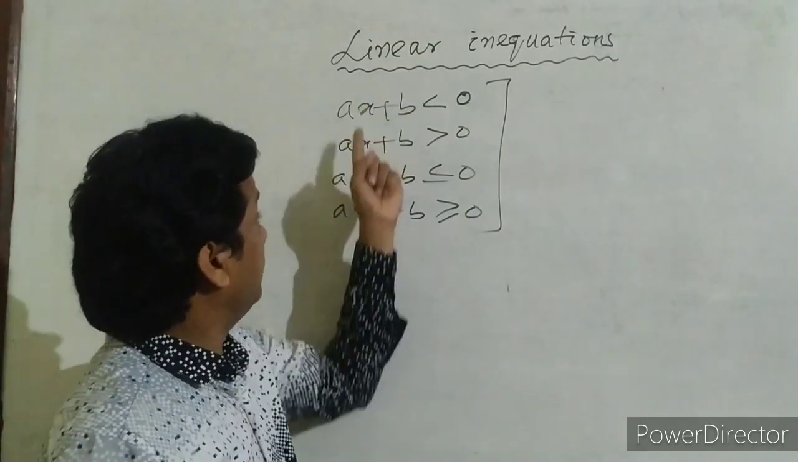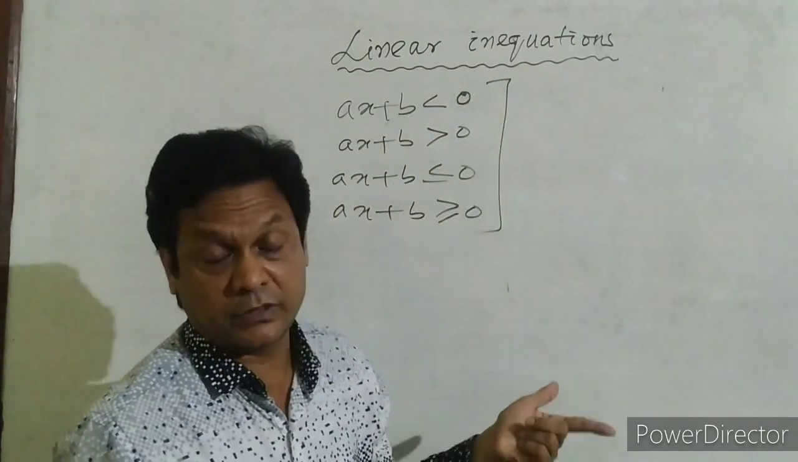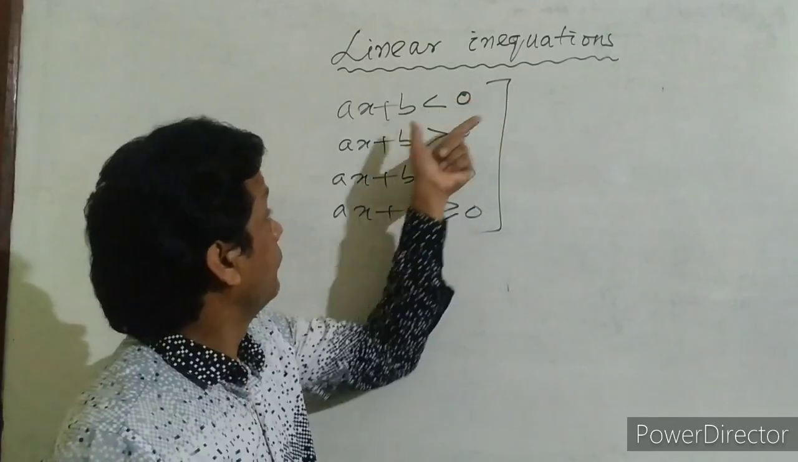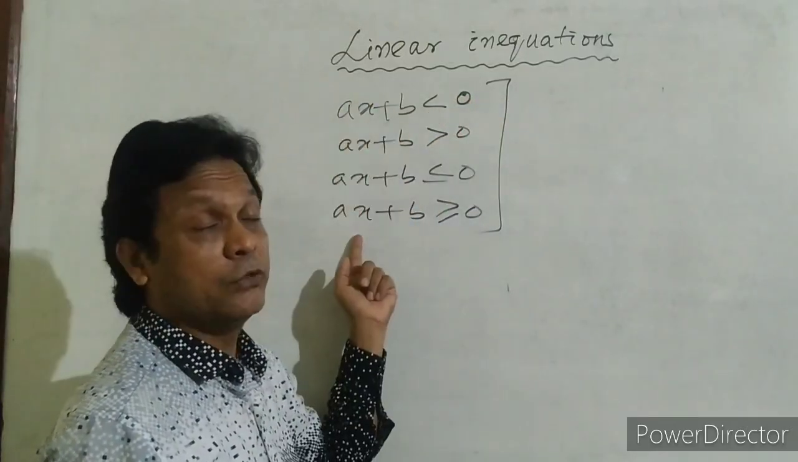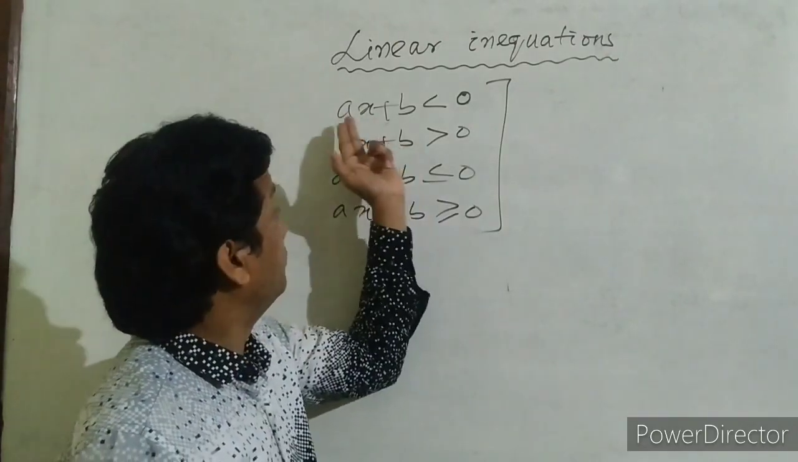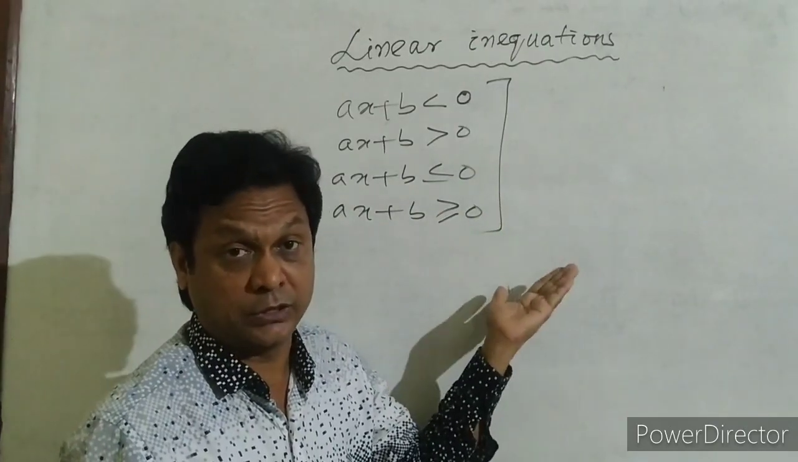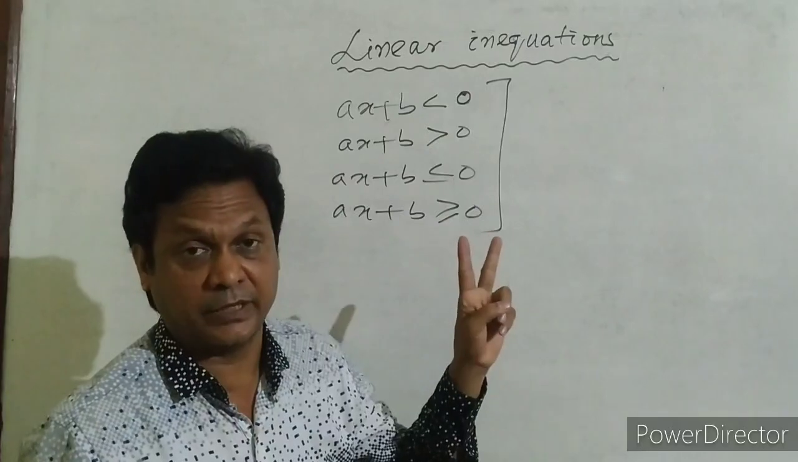And if the degree of x is 2, it will be a quadratic inequation. I am going to tell you about linear inequations. These are linear inequations involving one variable. If there are two variables, ax plus by plus c greater than 0, less than 0, or less than or equal to 0, those are linear inequations having two variables, x and y. Like this.